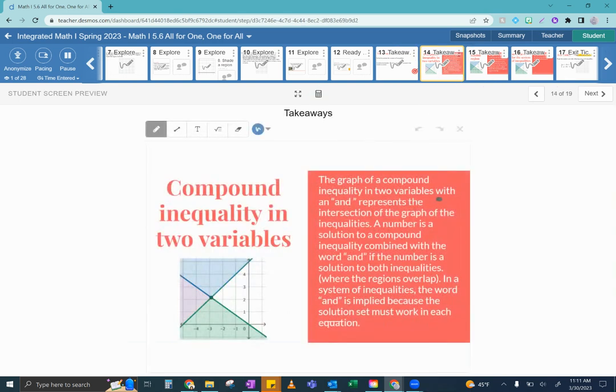Okay, moving on. It says the graph of a compound inequality in two variables with an "and" represents the intersection of the graphs of the inequalities. The cost has to be true and the space has to be true. That's what they mean by the word "and." A number is a solution to a compound inequality combined with the word "and" if the number is a solution to both inequalities, where the regions overlap, like in this case. In a system of inequalities, the word "and" is implied because the solution set must work for each equation. Remember, we kept saying all the equations, this one, this one, this one, and this one.